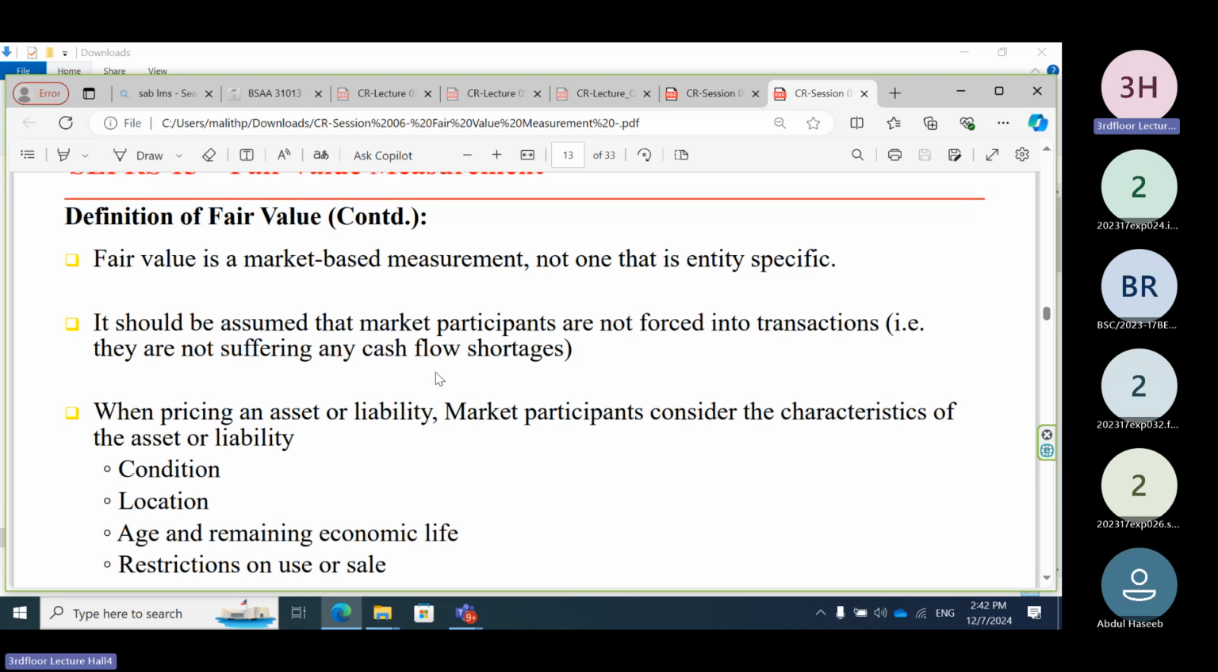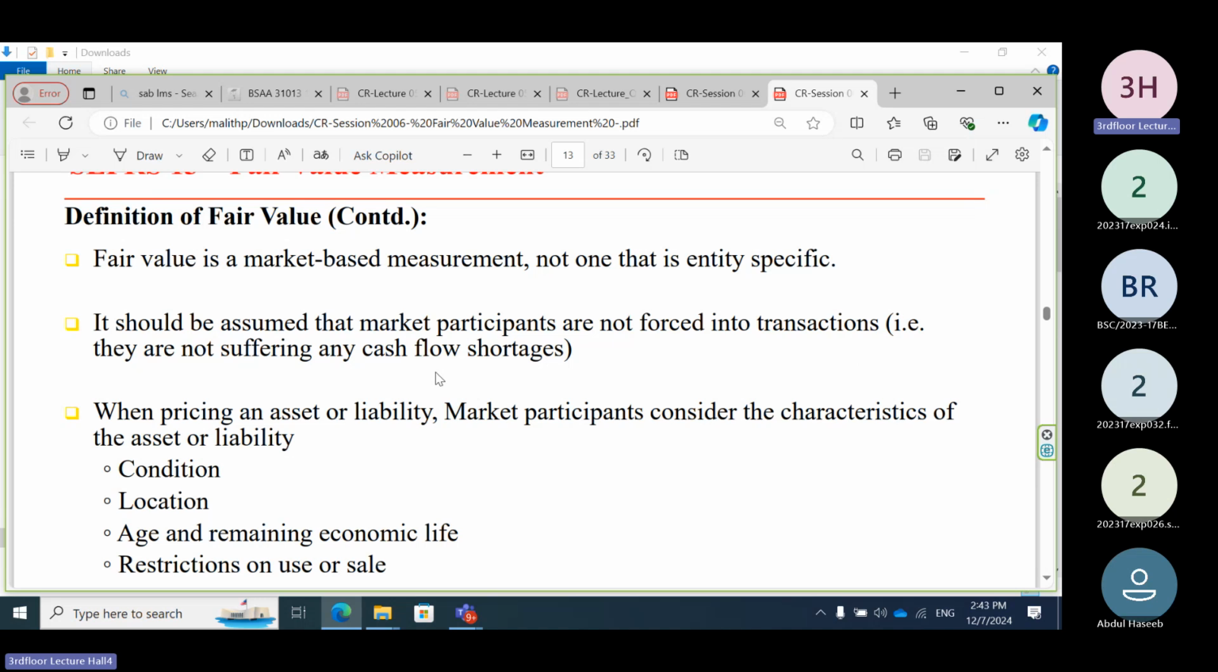Yes, principal market and the most advantageous market. Right. So let's think about the fair value definition. Fair value is a market-based definition, not an entity-specific definition. What do you mean by that?